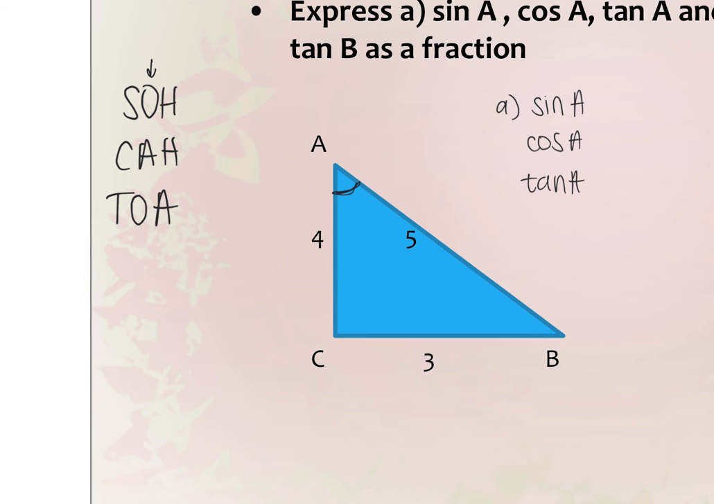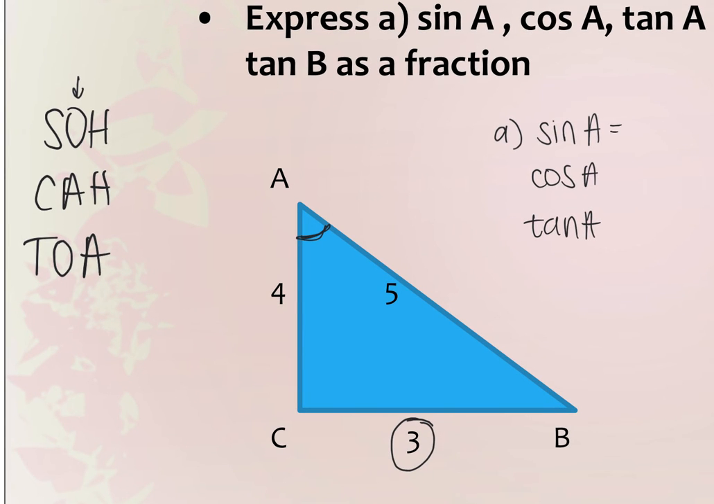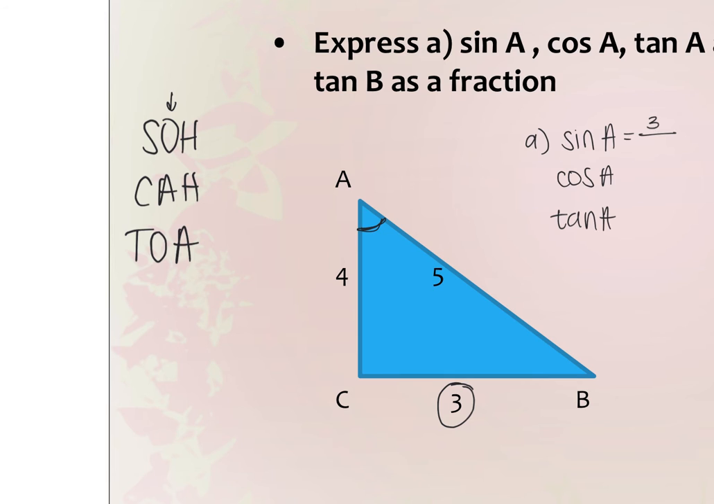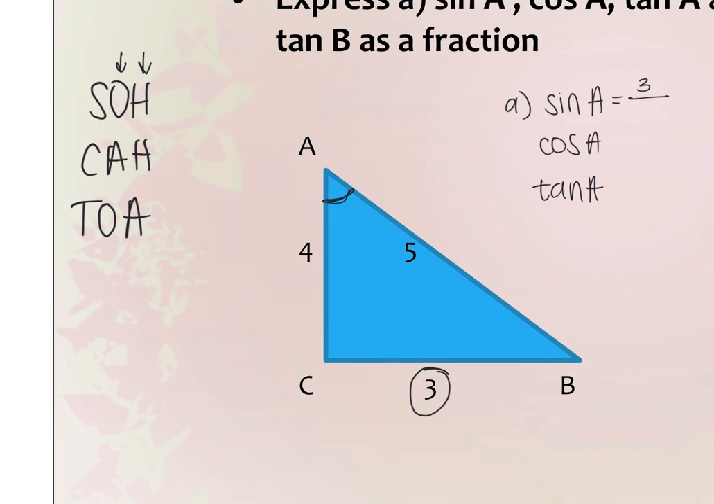BC, and that length is? 3. So let's go ahead and fill this in. This is going to be the opposite, which is 3, over. The third letter in SOH is H. So we have to find the hypotenuse. What is the hypotenuse? 5. Excellent. So our sine of A is 3 over 5.